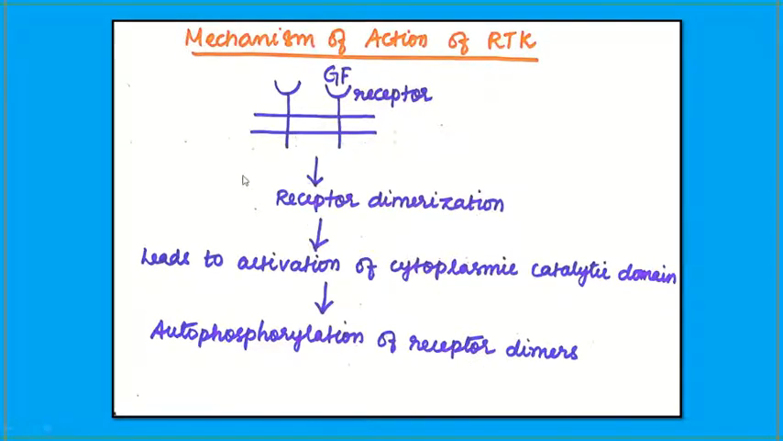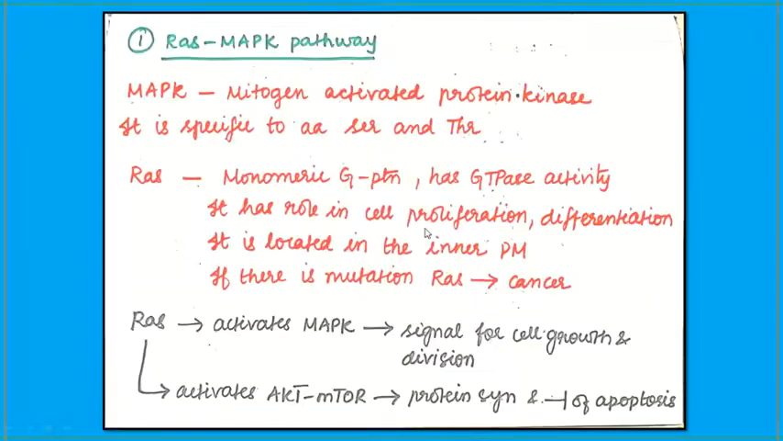So this is the basic pathway. You can see the ligand comes and binds to the receptor. The receptor will be dimerized and the catalytic domain, which is present in the cytosolic region, will get activated, which will lead to autophosphorylation of the receptor dimers. Okay, so this is the mechanism of action of the receptor tyrosine kinase.